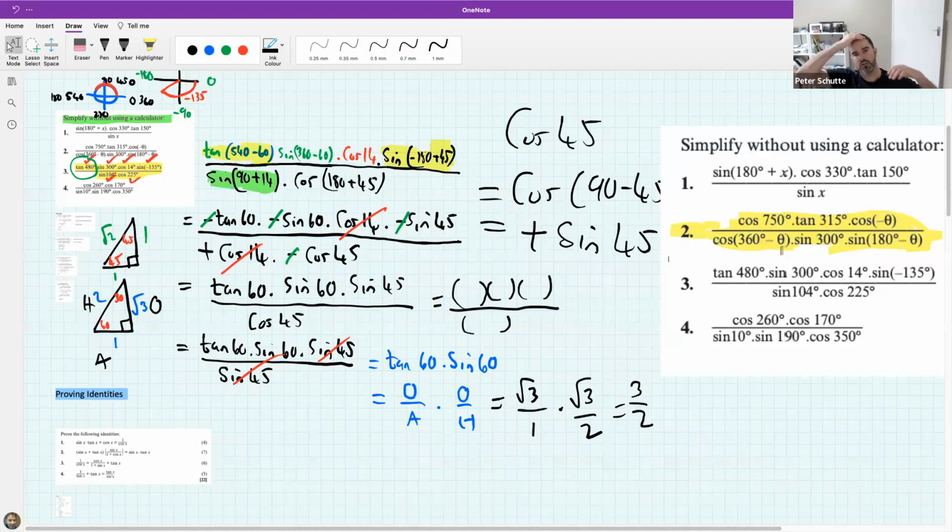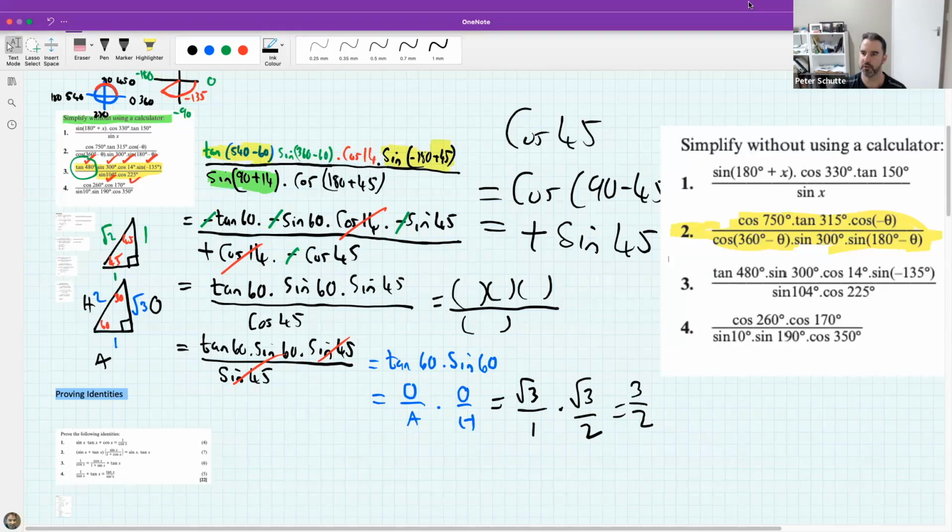Josh, it's not wrong to go 480 minus 360. All that's going to give you is 120. And then 120, if you reduce that, will give you your minus tan 60. So you get to the same place. So completely fine. Okay, see if you can do number 2.